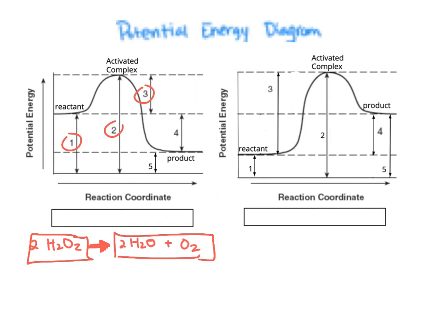Number one represents the total amount of potential energy of the reactants only. In other words, all the stored energy in the bonds of hydrogen peroxide is represented in this section right here. So I'm going to put potential energy of the reactant. Number 5 here represents the potential energy of the products only.